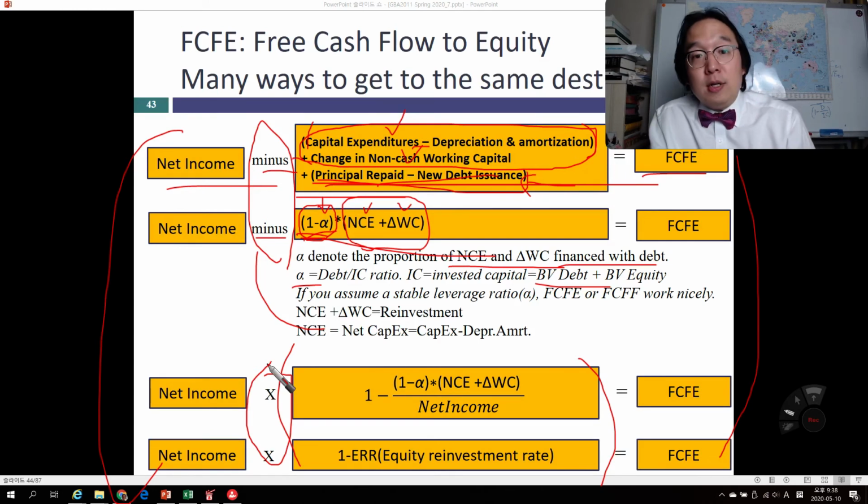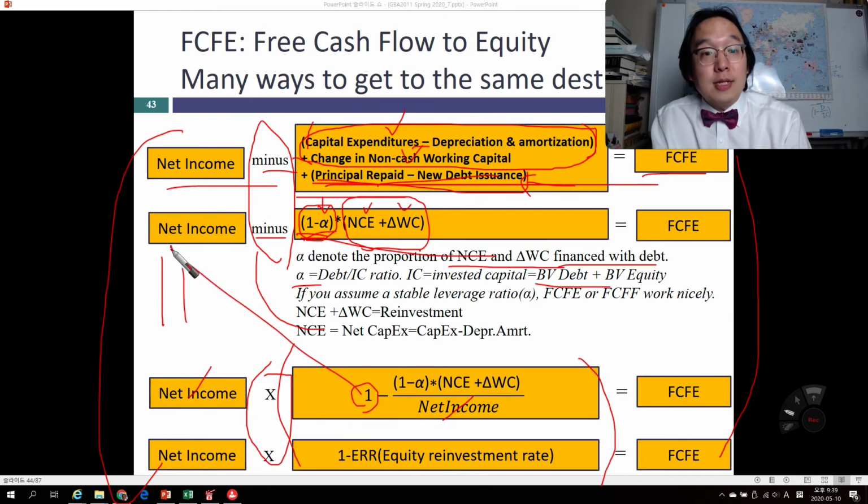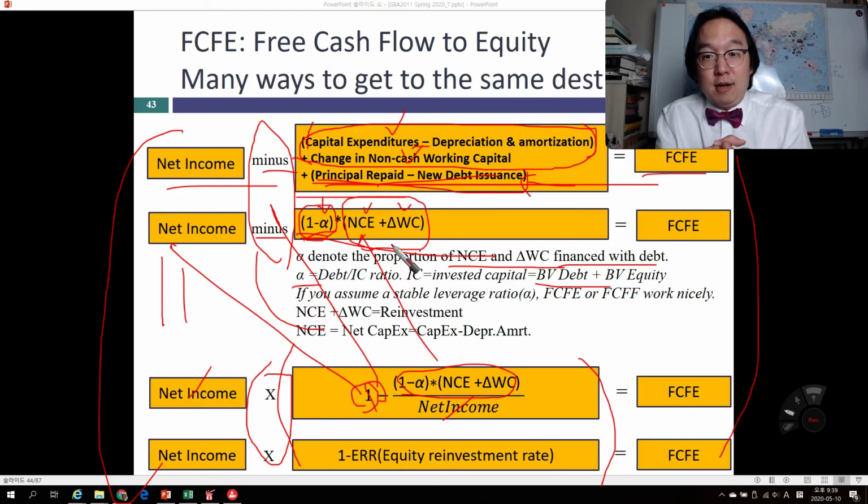The third formula is, if you do the arithmetic, you will realize this is equal to the second formula, second equation. You multiply and divide by the same thing, right? Net income cancels each other out. You multiply by net income, that's this guy, and then minus this guy, and then the numerator, that guy. Easy, right? So we are getting to the last equation.